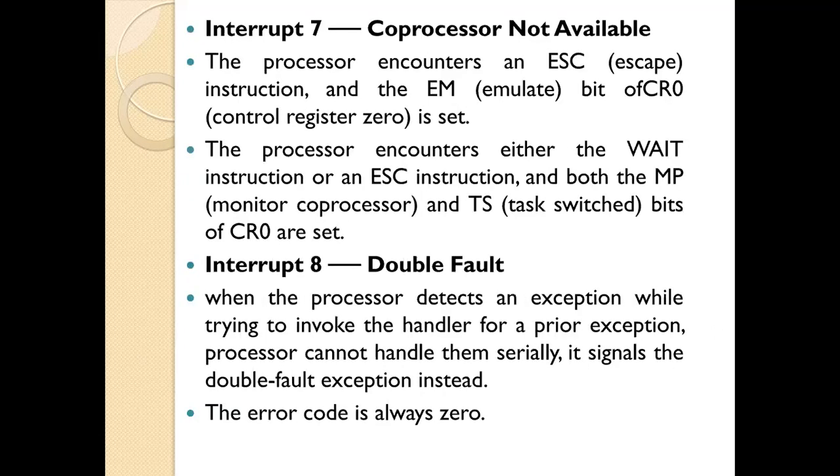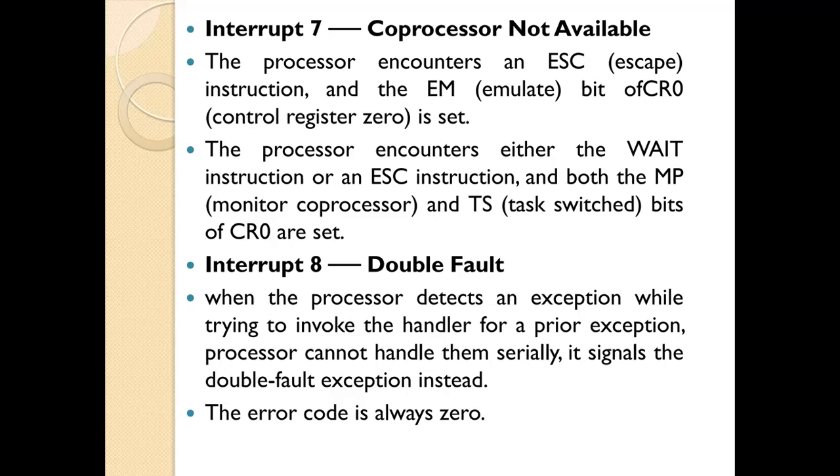Interrupt 7, that is coprocessor not available. Whenever there is no coprocessor available, at that time interrupt 7 is evoked. The processor encounters an ESC (escape) instruction and the EM (emulate) bit of CR0, that is control register 0, is set.